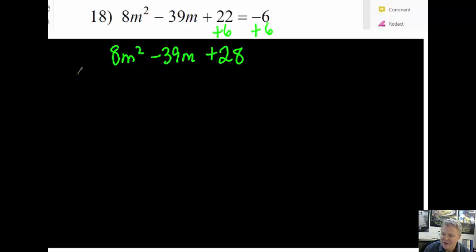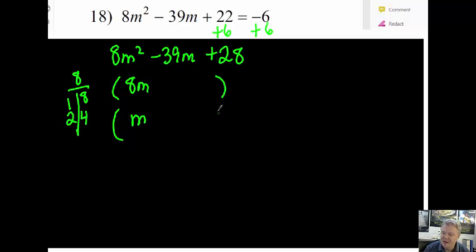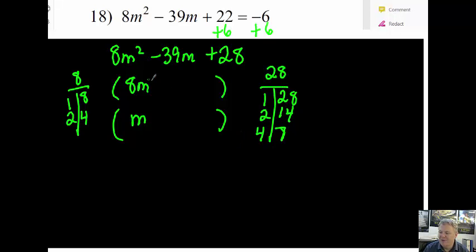Well, there are a couple of different options here. My A group is 8. It could be 1 and 8 or 2 and 4. So there are options that we could try. Let's just try 1 and 8 again. So if I try 8m and 1, let's see how that works out. And factors of 28: 1 and 28, 2 and 14, 4 and 7.